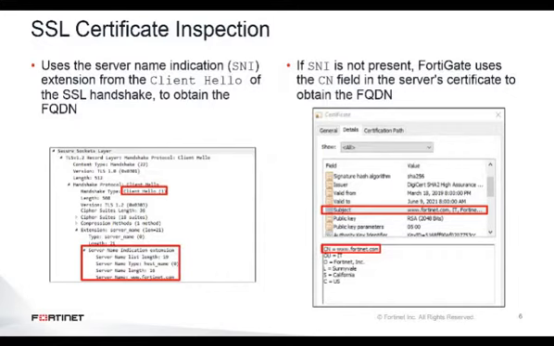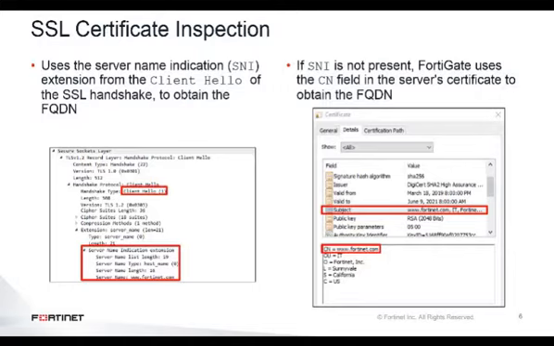When using SSL certificate inspection, FortiGate doesn't decrypt or inspect any encrypted traffic. Using this method, FortiGate inspects only the initial unencrypted SSL handshake. If the SNI field exists, FortiGate uses it to obtain the FQDN to rate the site. If the SNI isn't present, FortiGate retrieves the FQDN from the CN field of the server certificate. In some cases, the CN server name might not match the requested FQDN. For example, the value of the CN field in the digital certificate of youtube.com is google.com.